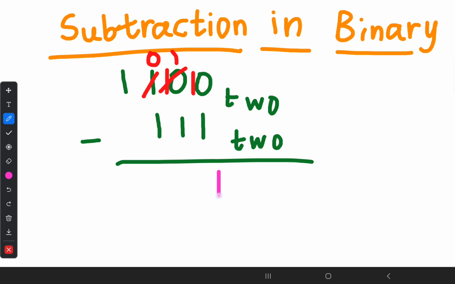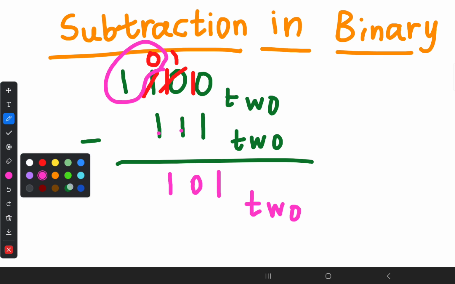10 minus 1, 1. 1 minus 1 is 0. Here 0 minus 1 we cannot subtract, so you should consider these two numbers together. 10 minus 1 would be 1 base 2. This is the way we have to subtract the values. The lending process was very important. Try to understand this. I'll explain one more question as well.